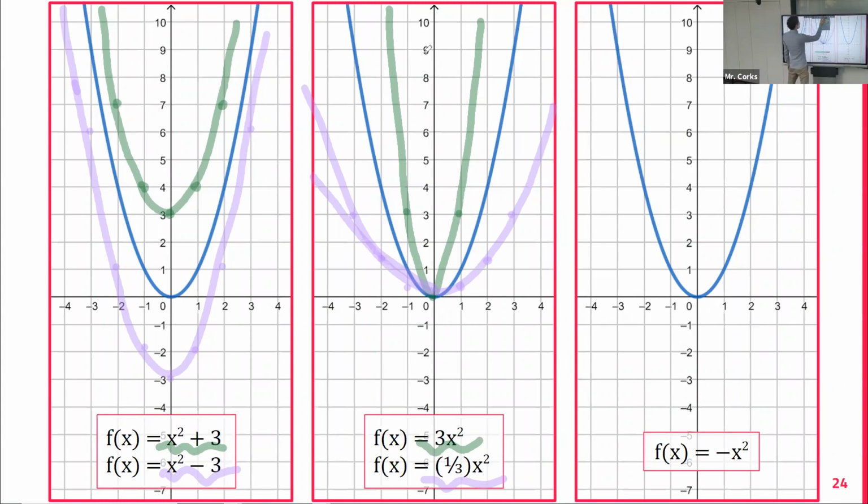The last one, if our a term is just -1, the whole thing is just going to flip upside down like this.